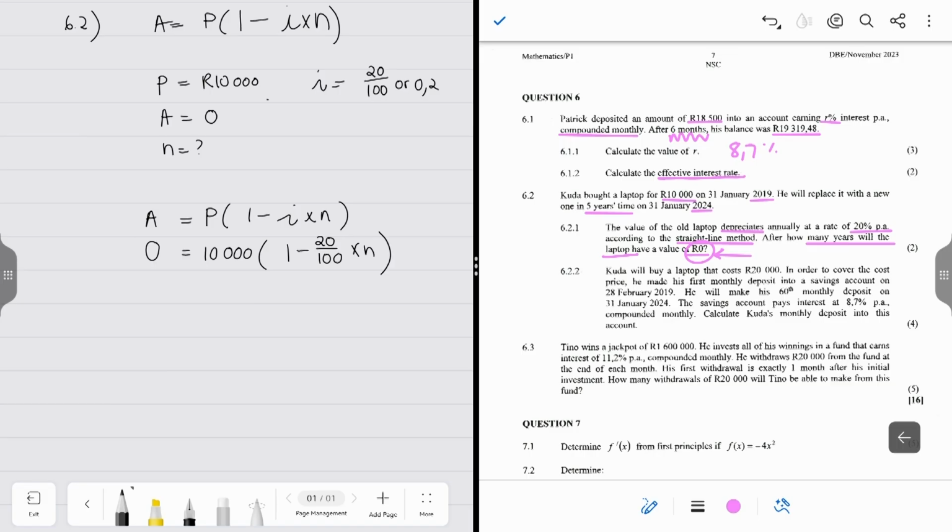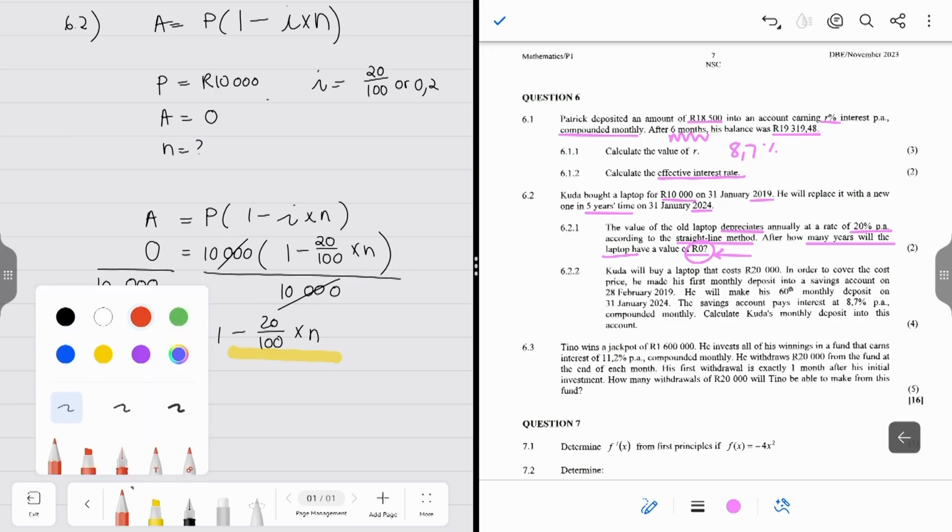Right, what we're going to do now is divide by 10,000 on both sides. So we divide by 10,000 on both sides. What we notice is 0 divided by 10,000 simply stays 0. So we have 0 on our left-hand side is equal to 1 minus 20 over 100 times N. And what I think would be the best thing to do is to take this to our left-hand side, right? And that will give us positive.